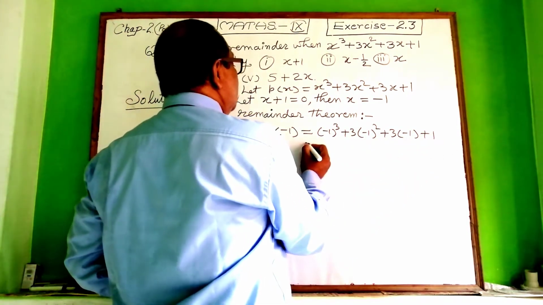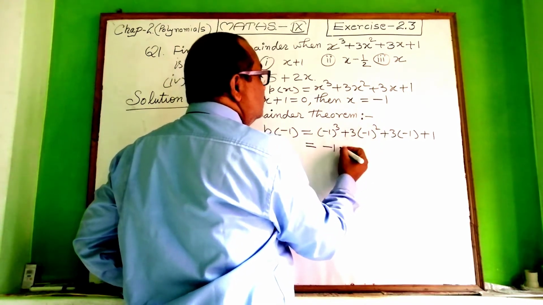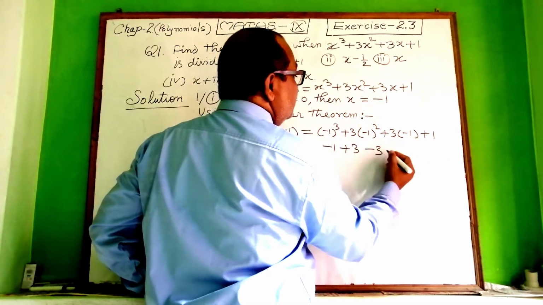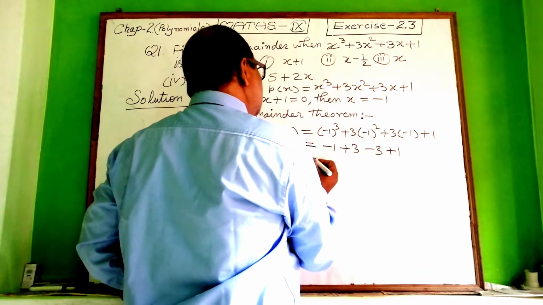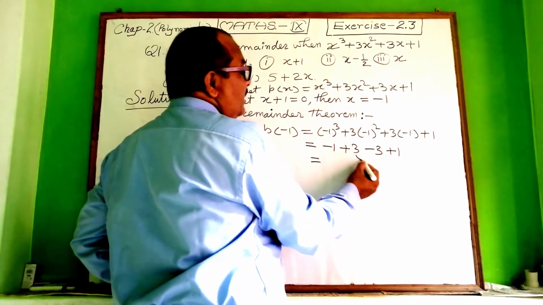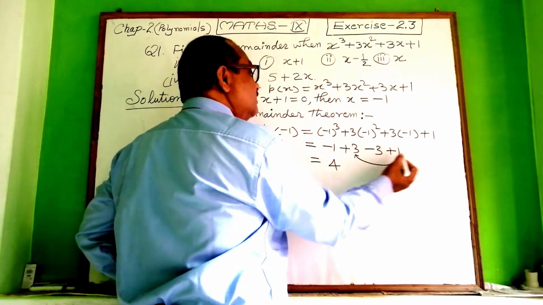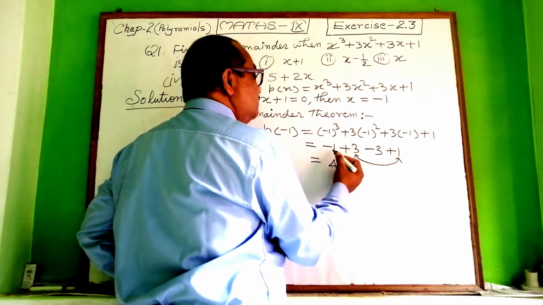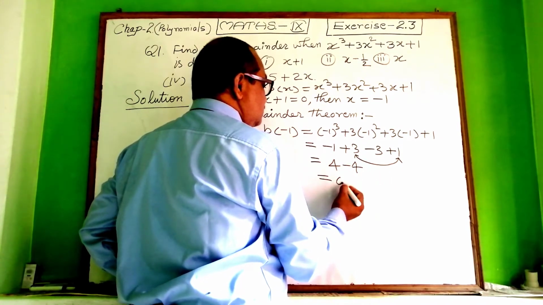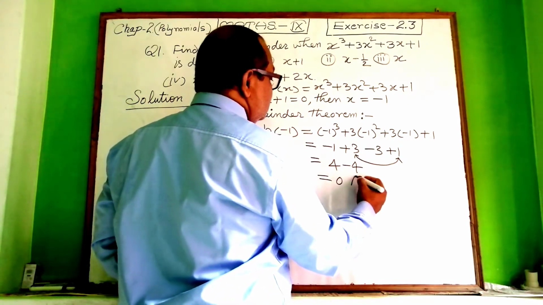Now come to see, it will be minus 1. Here positive 1 into 3, so 3. Here minus 3. Here plus 1. Now see how we can get 3 and this 3. It is 3 plus 1, 4. And minus 3 minus 1, minus 4. So your answer is 0. So you can see the remainder is 0.